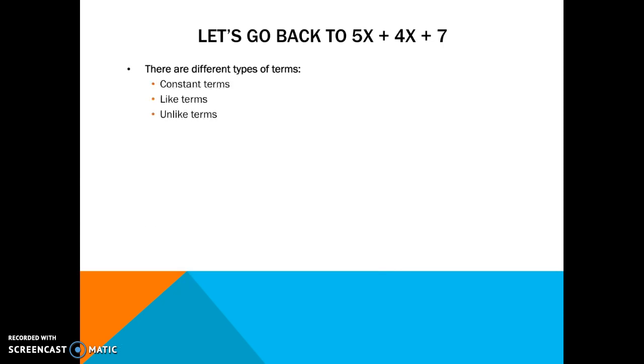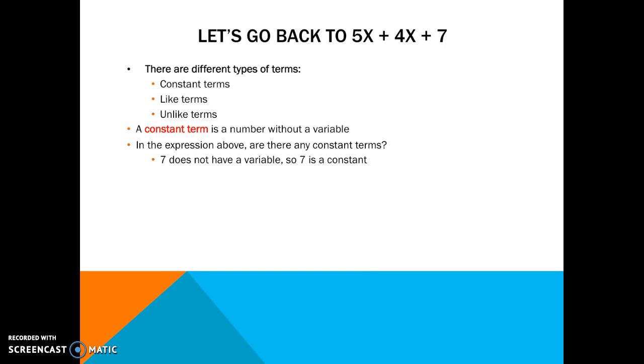So there are different kinds of terms. There are constant terms, there are like terms, and unlike terms. We're going to start with constant terms. A constant term is a number without a variable. So in the expression above, I see one constant term. I see 7 because 7 does not have a variable attached to it. It's just plain old 7. So 7 is going to be the constant.